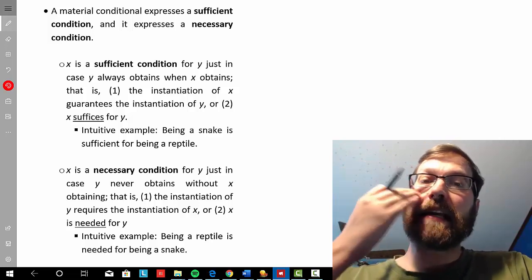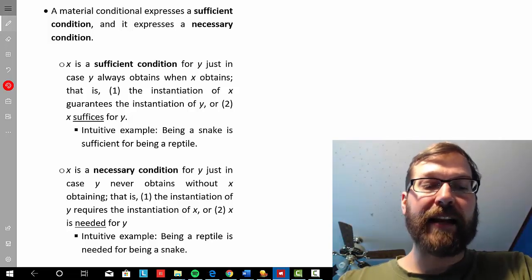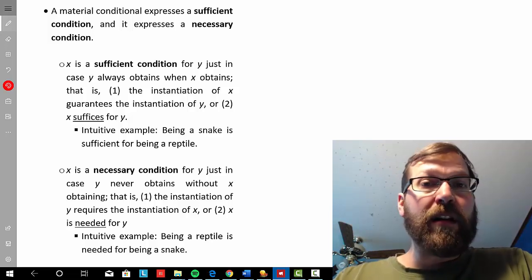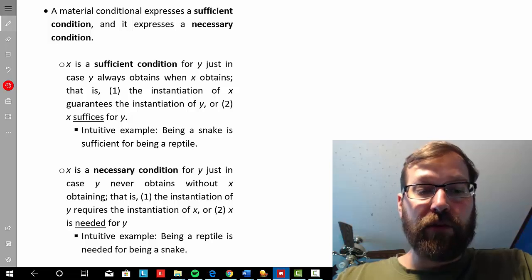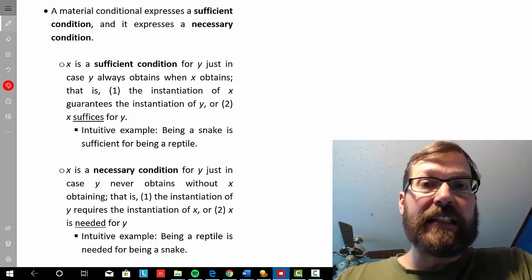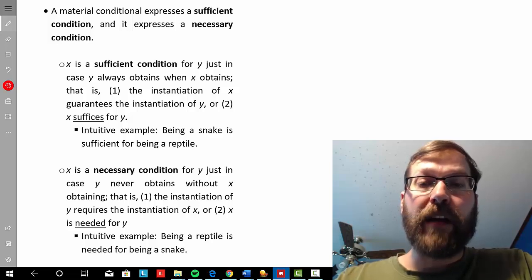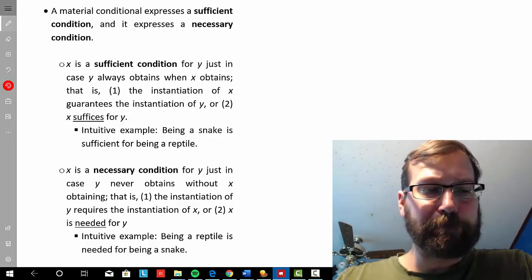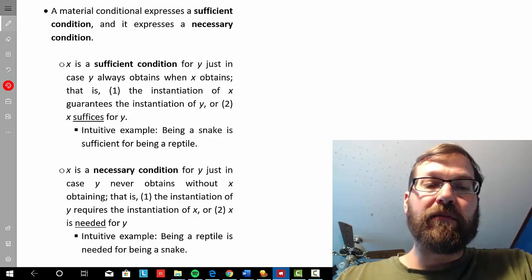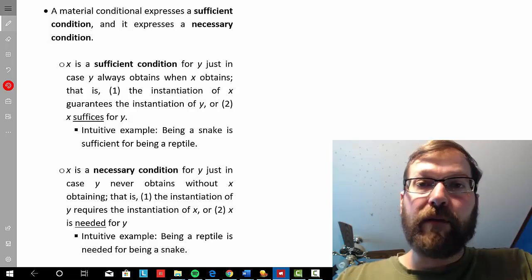So think about being a snake as an example. Being a snake suffices for being a reptile. I might not know anything else about you, but if I were to know you were a snake, then that guarantees that you're a reptile. So I'll also know that you're a reptile. Okay? So it guarantees, it suffices: when X is true, Y will never be false.